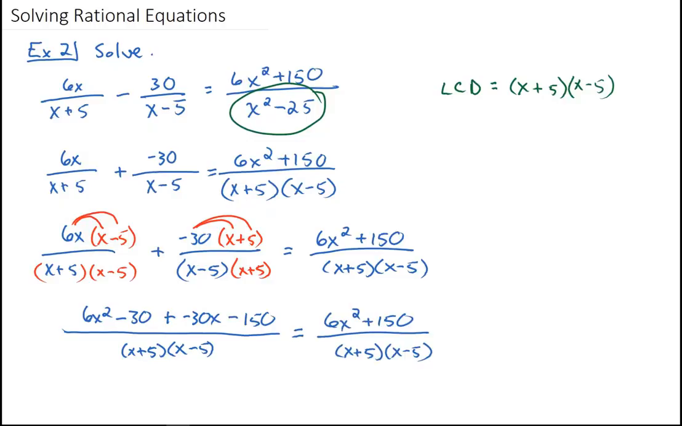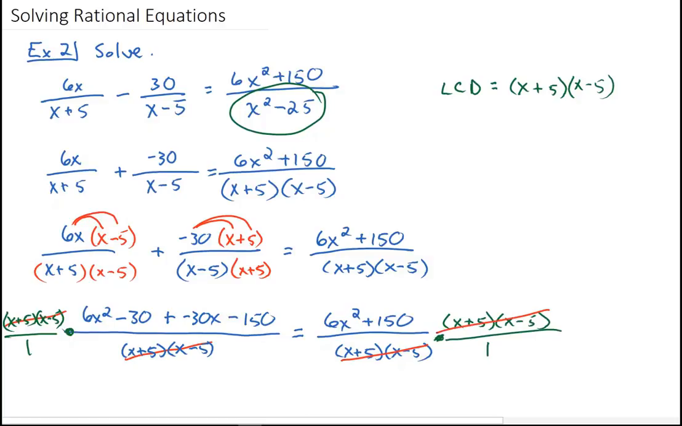Now that my denominators are the same, I can multiply both sides of the equation by those denominators in order to get them to cancel out. Okay, so I have those written in there, and now this is a number divided by itself and it cancels out. On the right, same thing, divided by itself cancels out, and we're just left with what we have going on in the numerators. 6x squared minus 30x minus another 30x minus 150. And that equals 6x squared plus 150.